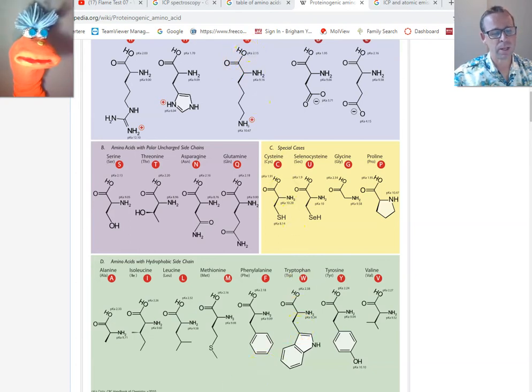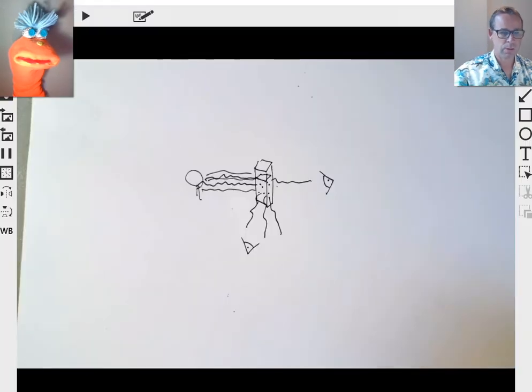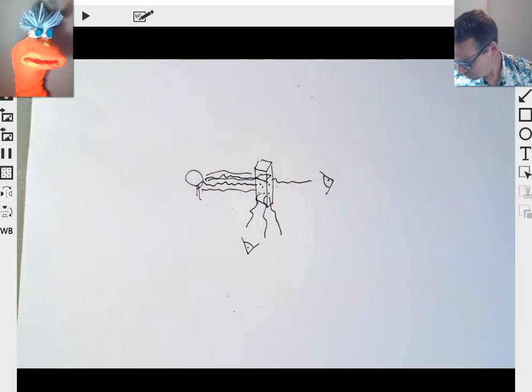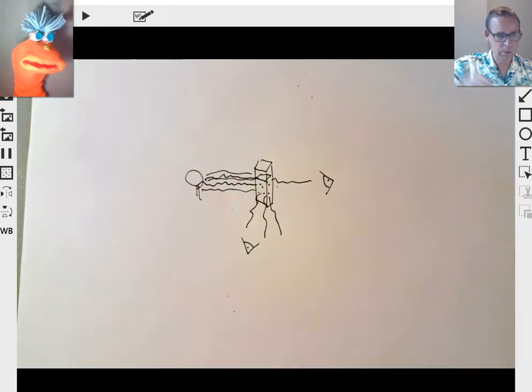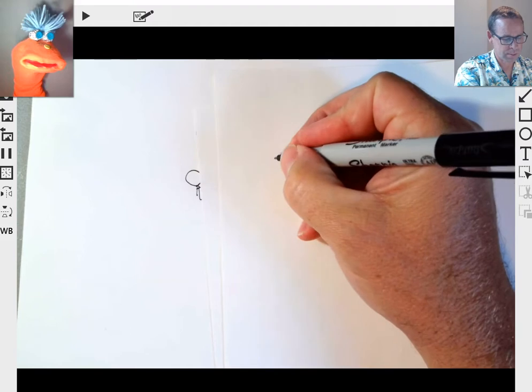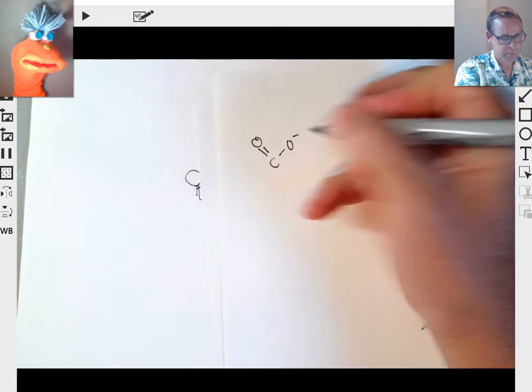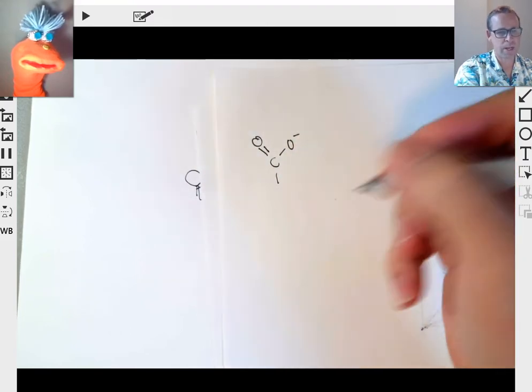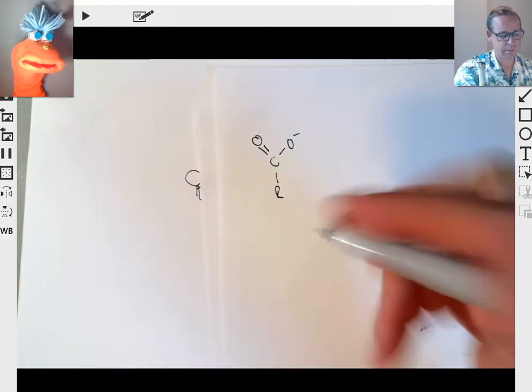Now, let me remind you also of something that we talked about not too long ago. Let me get a scratch paper because this is just going to be a small little image. But remember that when we see something like this, a carboxylic acid group, right? Or meaning just the rest of whatever's down below.